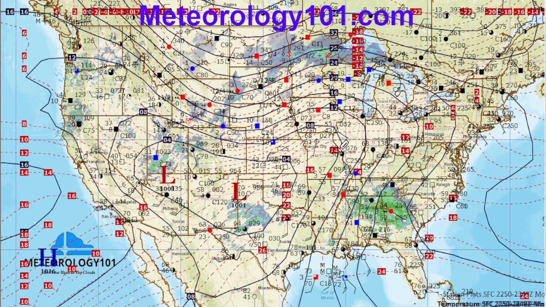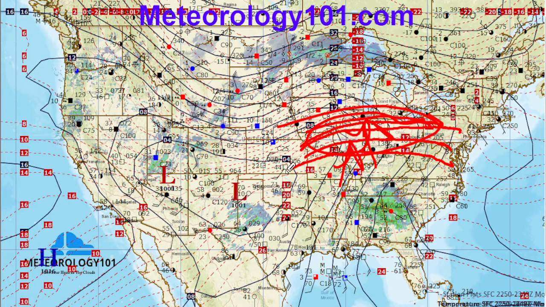Anywhere that the isotherms cross the isobars, the black lines of equal pressure, the red dashed lines are isotherms, lines of equal temperature. Where they cross, that is where you have thermal advection. So which way is the thermal advection going? From warm to cold. So that is a warm front. At the beginning of that advection is where you typically place your warm front.